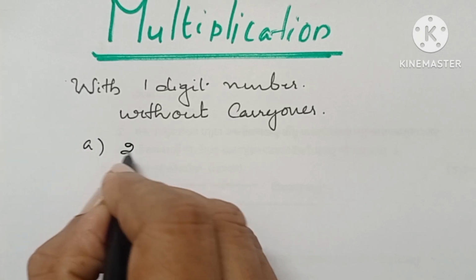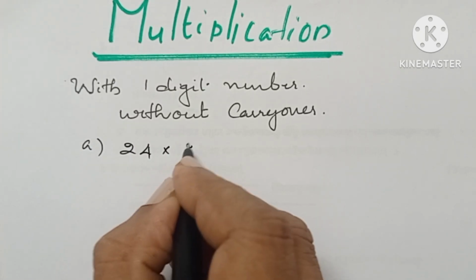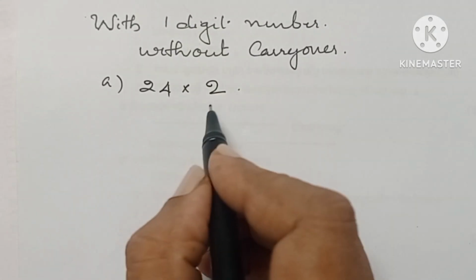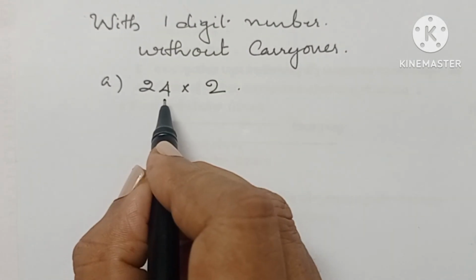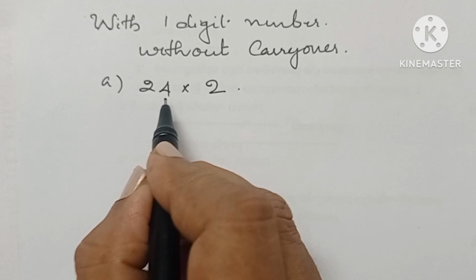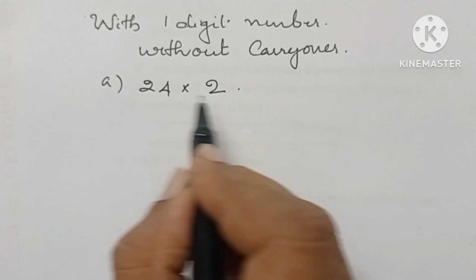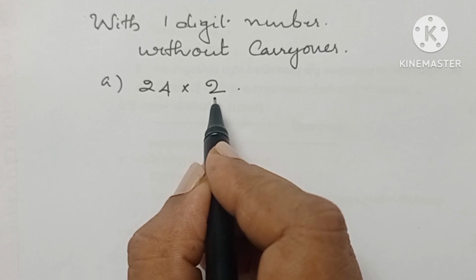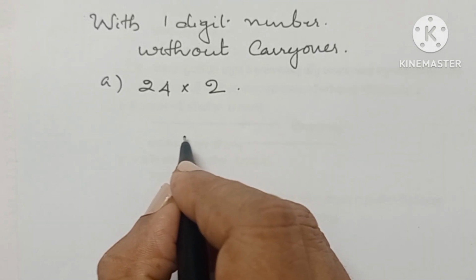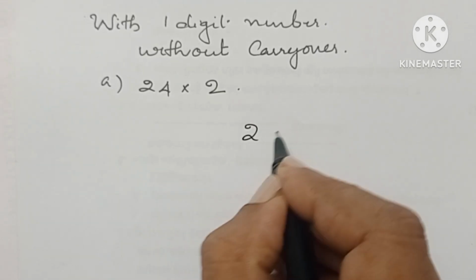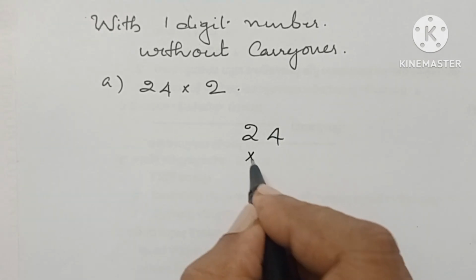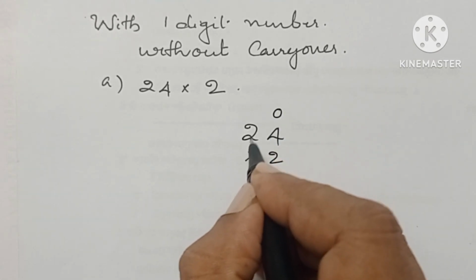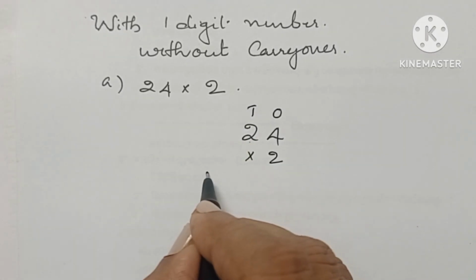First question is 24 into 2. 2 is a one digit number and 24 is a two digit number. We are multiplying with 2. I am going to write the number 24 into 2. 4 is in the ones place and 2 is in the tens place.